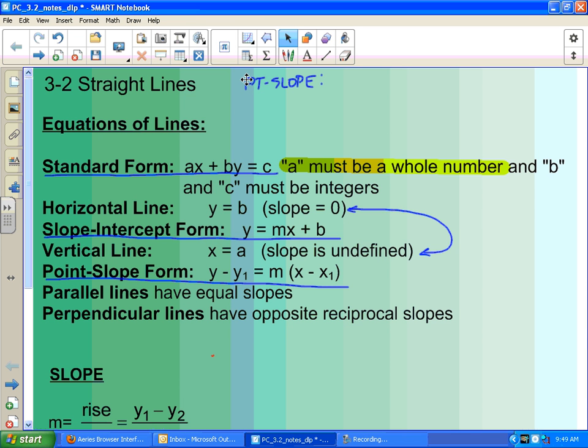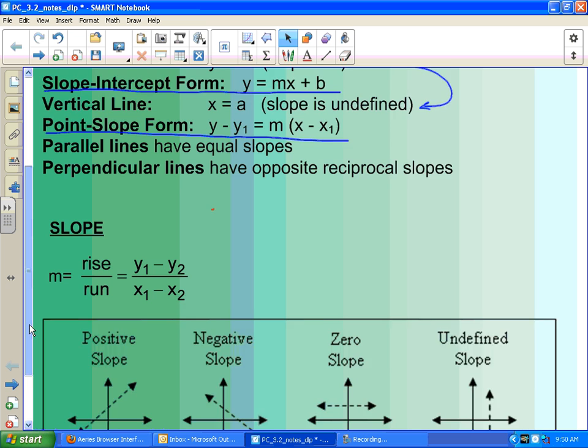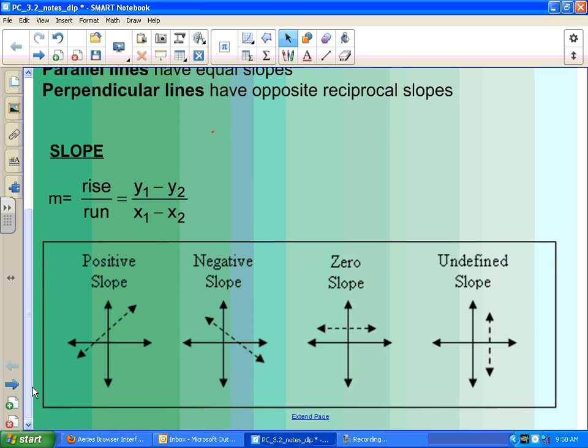All right, so that's all the info that we've been working with for our lines. Now, this is kind of a funny thing. This is entitled 3-2 straight lines. Aren't lines straight? It's kind of a dumb name, don't you think? All lines are straight. If you don't have a line that's straight, it's a curve. It's not a line. All right. So here's our slope equation.